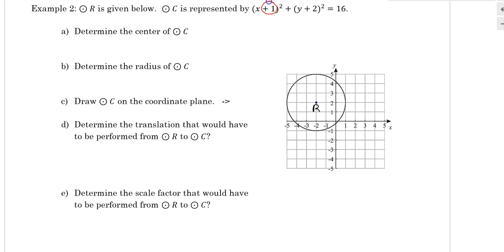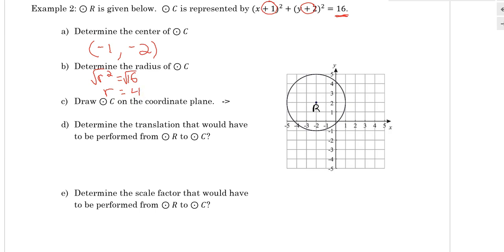So again, center comes from here and here. Make sure we change the signs: -1, -2. Determine the radius of C. Well, r² equals 16, so the square root gives r equals 4.